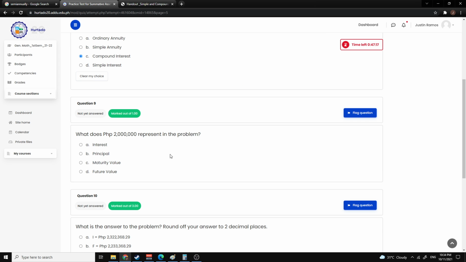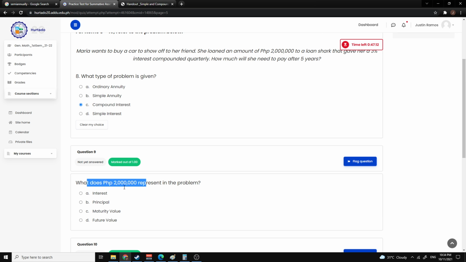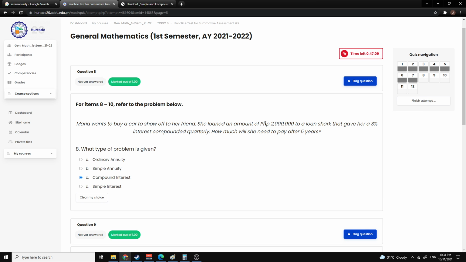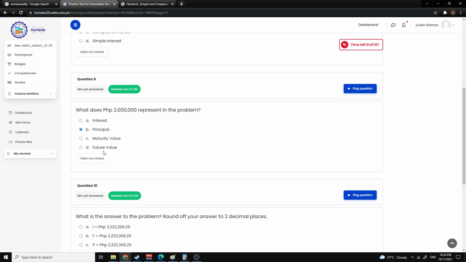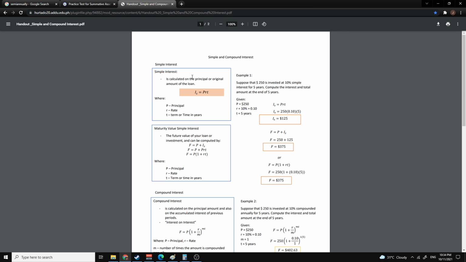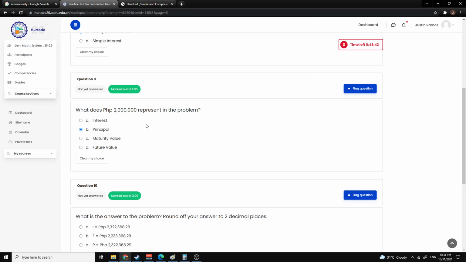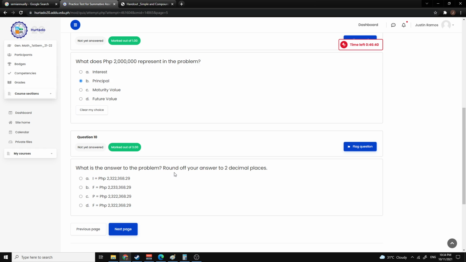These should be the hints. So what does the 2 million pesos represent in the problem? That should be the principal, because this is the original amount that is loaned. It's not always something that you invest and get interest out of. It can also be a loan, which is also stated here, because it is also the principal, or the amount of a loan. For the principal, it just means the original value.